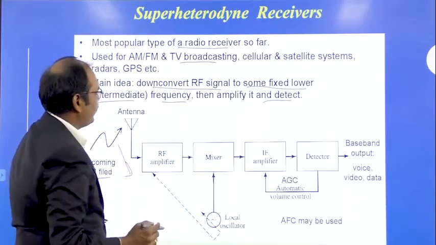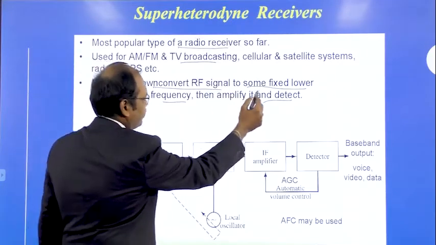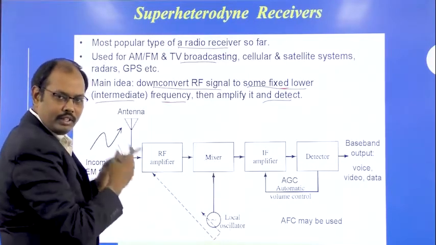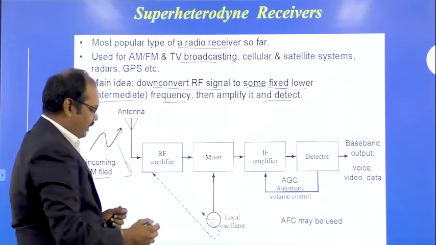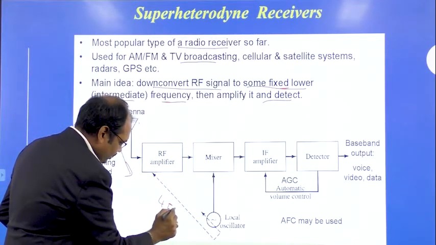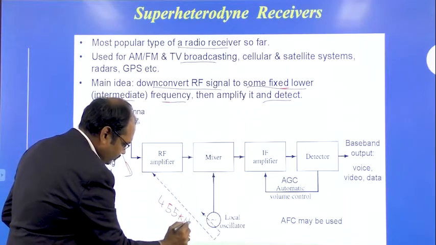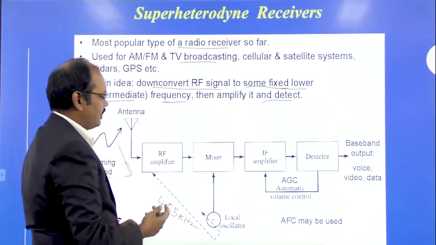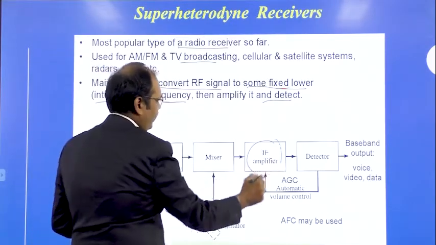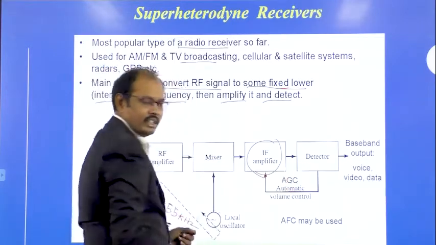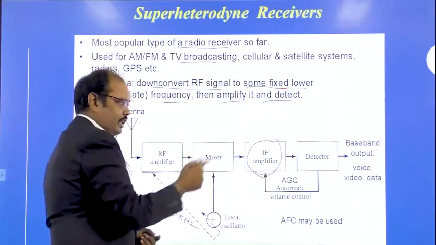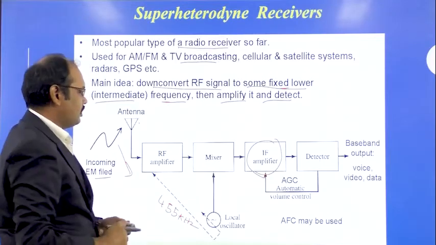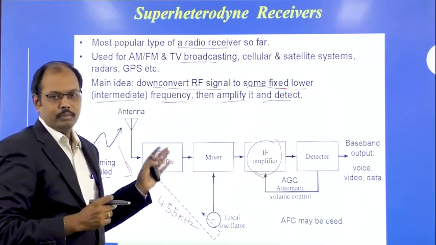So the incoming signal will be converted into an RF signal to some fixed lower frequency, or intermediate frequency. Whatever the frequency you are getting at the receiver, it will be converted into an IF frequency of 455 kilohertz. From 455 kilohertz, we will be going for amplification, that is the IF amplifier and detector, which is nothing but a demodulator, and we will be getting back the original baseband signal, that is either voice, video or data. So this is the concept of the superheterodyne receiver.